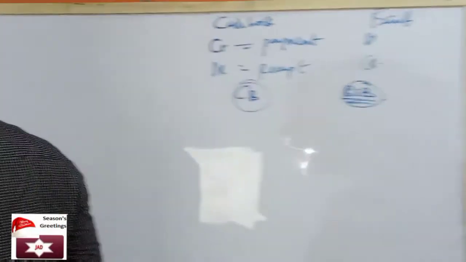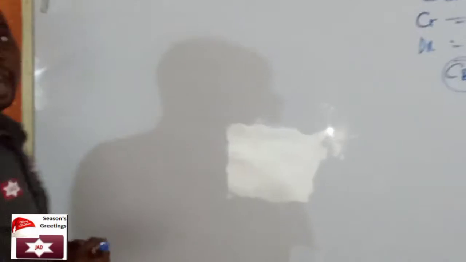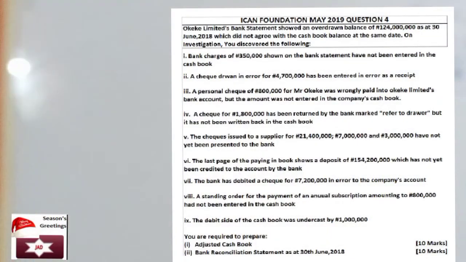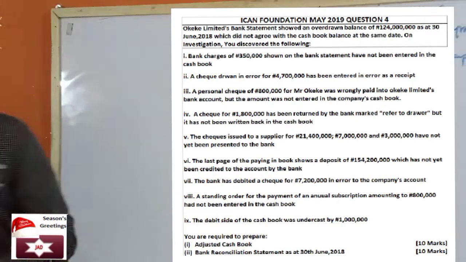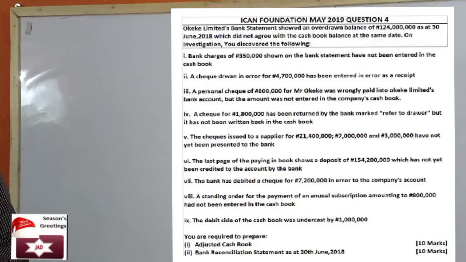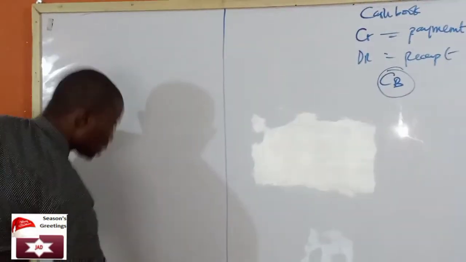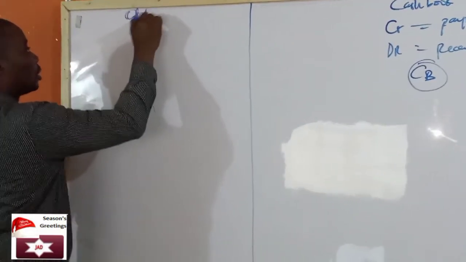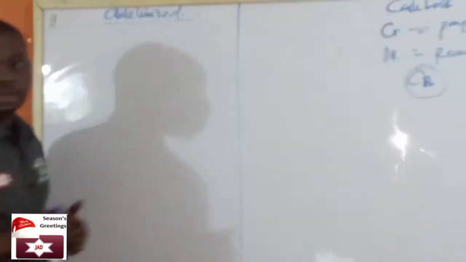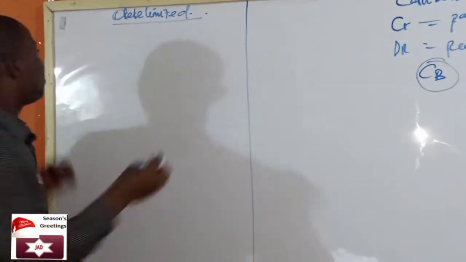So let us quickly solve the question. Here we have OKK Limited. OKK Limited is the name of the business. So here we have the adjusted cash book.